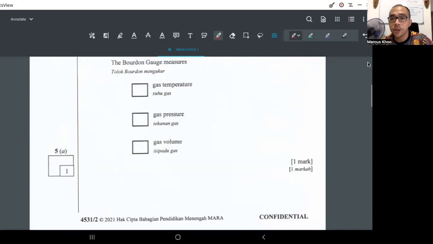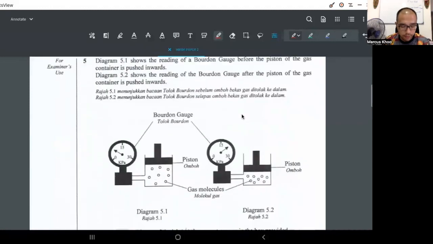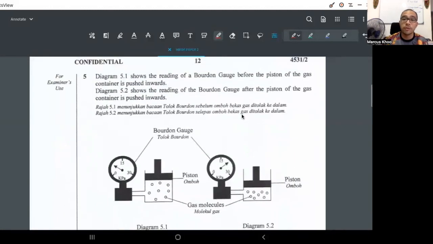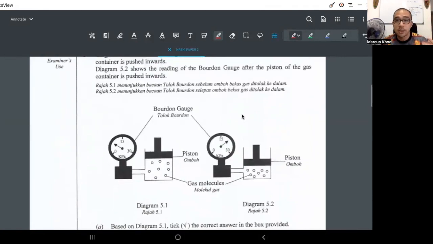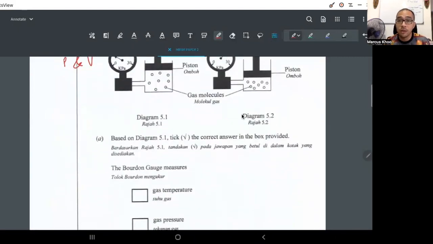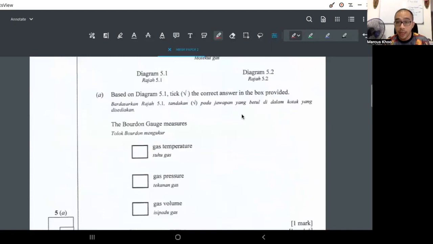Okay, let's continue. So, this one, okay, diagram 5.1 shows the reading of the Bourdon gauge before the piston of the gas container is pushed inwards. Okay, so if you take a look at this, the one thing that remains the same is the temperature. Okay, temperature is constant. Now, constant temperature, which means that is P interacting with V lah. Okay, P and V are the ones that are interacting. Okay, and P and V is usually Boyle's law lah. Okay, so the Bourdon gauge, okay, measures definitely temperature is out lah.